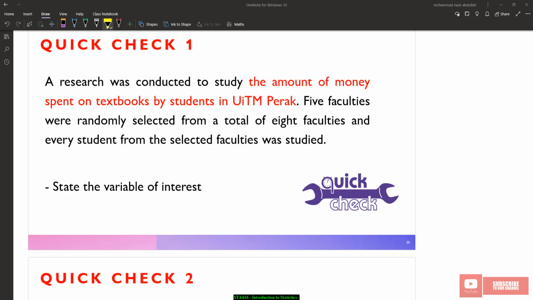As I said before, variable of interest means that a variable is something that we are interested to study. So what are we trying to study here? We want to study the amount of money spent. So that is the variable. What type of variable? Amount of money. What do you think the type of data that goes in there? Quantitative, right? So what type of quantitative? Continuous quantitative or discrete quantitative?